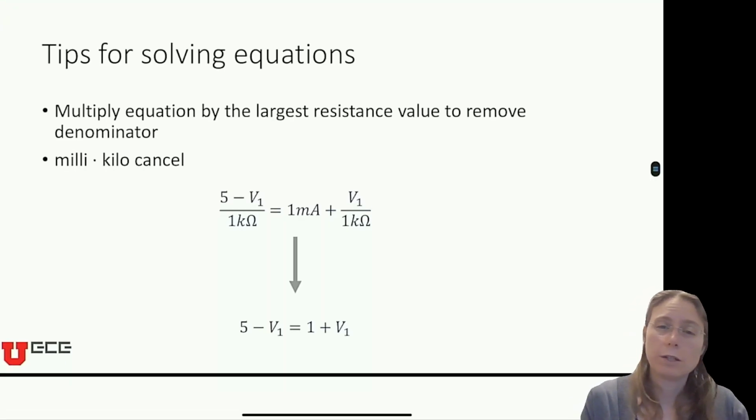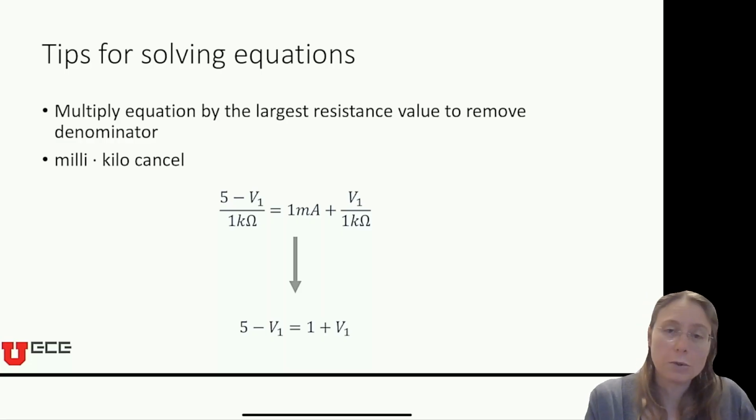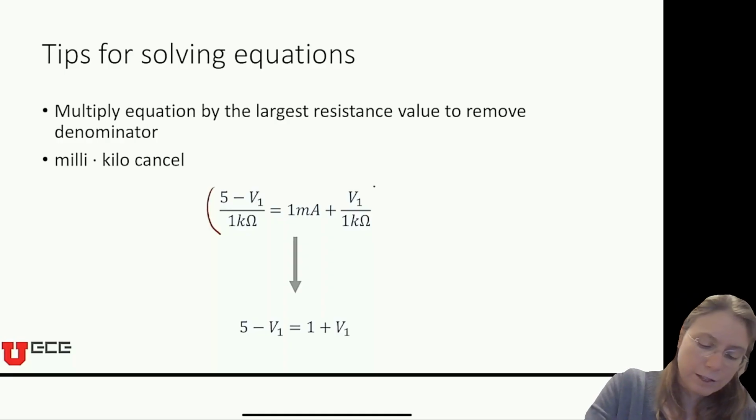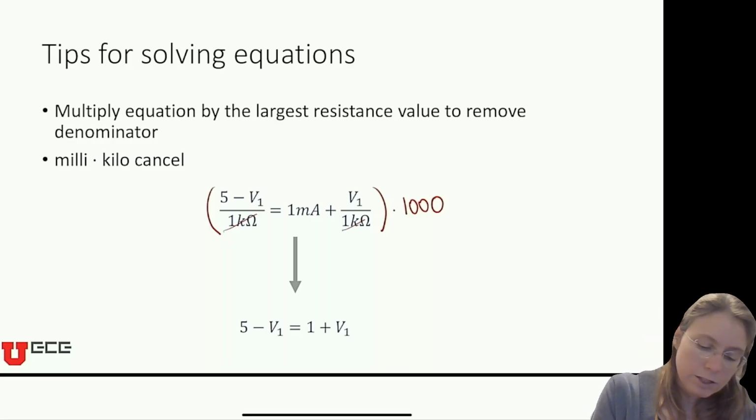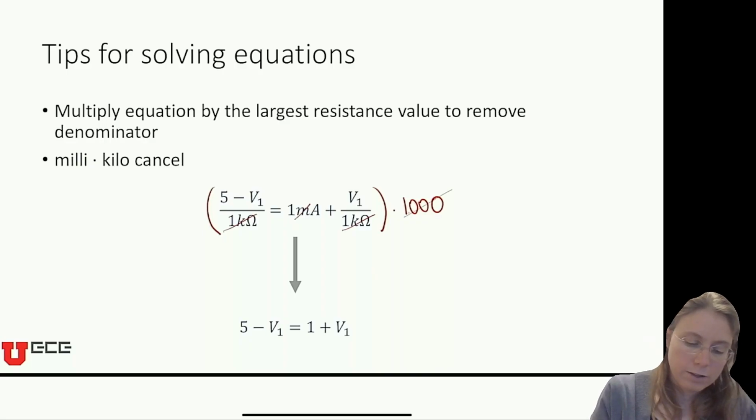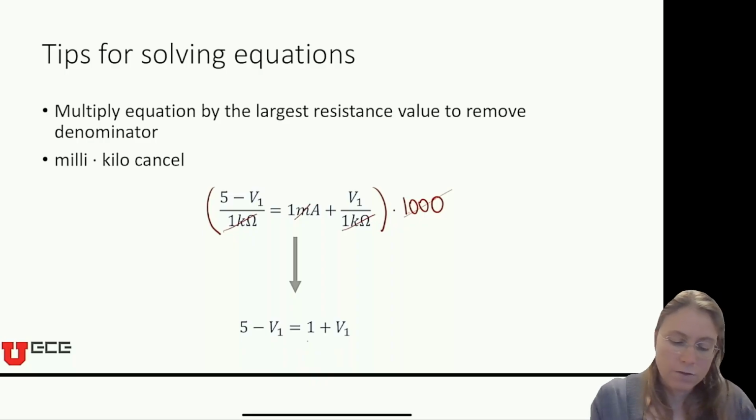So what's the best way to go about solving this by hand? Personally, I like to get rid of the denominator by multiplying by the least common multiple. In this case, 1 kilo ohm or 1,000 is the least common multiple. And so that's going to cancel with each of these, and then this will also cancel with the milli there, leaving me with just 5 minus V1 is equal to 1 plus V1.